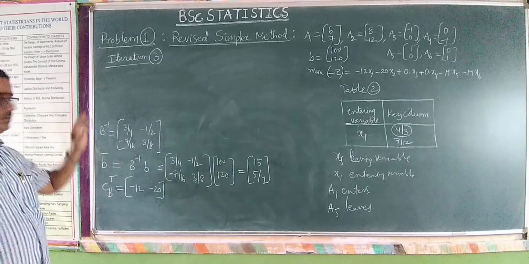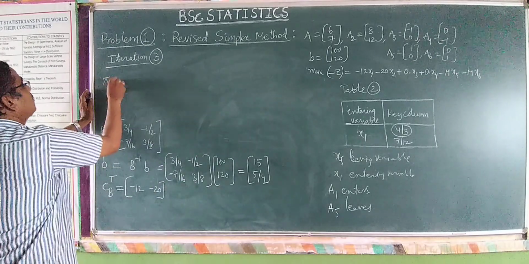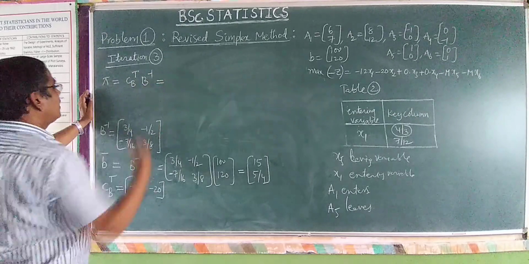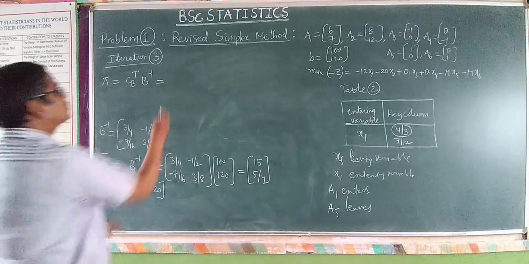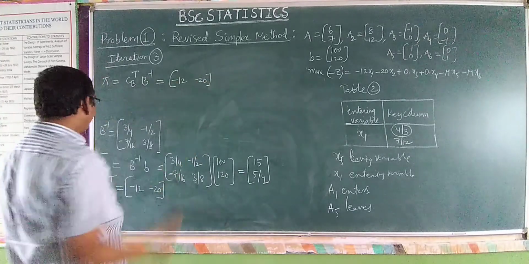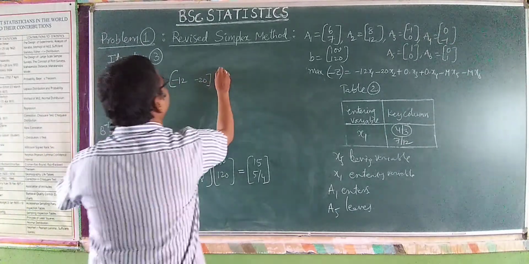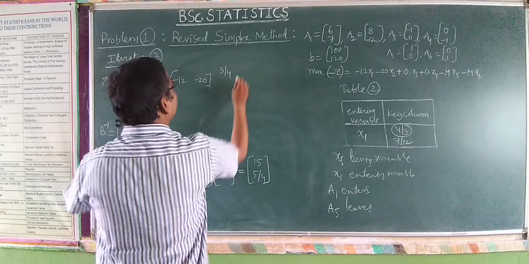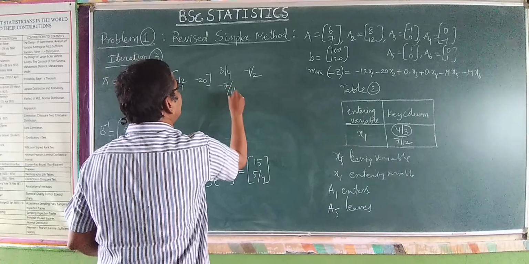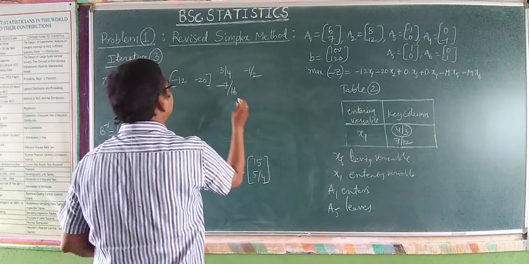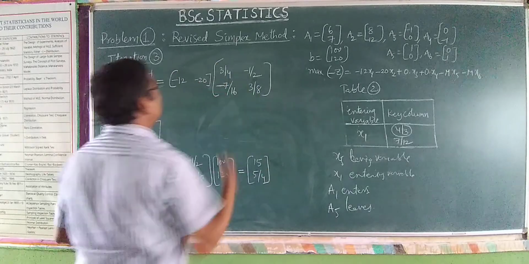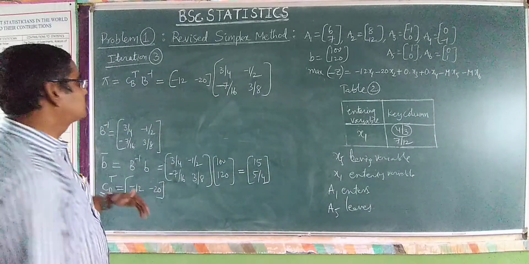Simplex multiplier. Pi is equal to CB transpose B inverse. It is nothing but CB transpose. What is CB transpose? Minus 12, minus 20. What is B inverse? This is B inverse: 3 by 4, minus 1 by 2, minus 7 by 16, and 3 by 8. Again a matrix multiplication. Use the calculator.